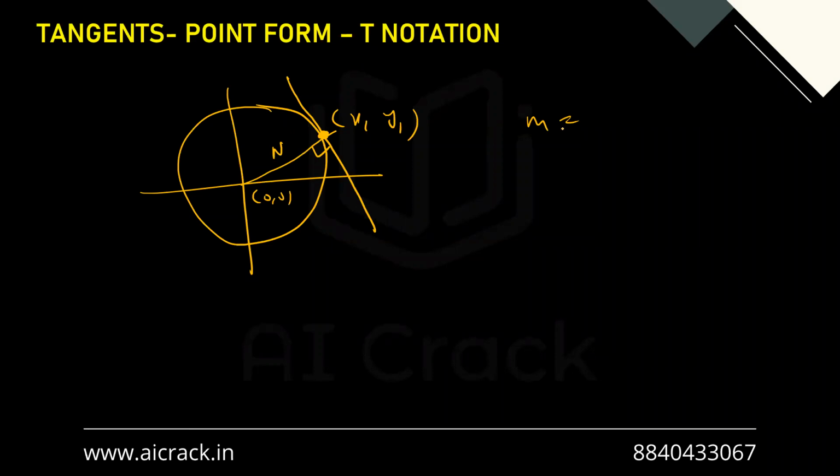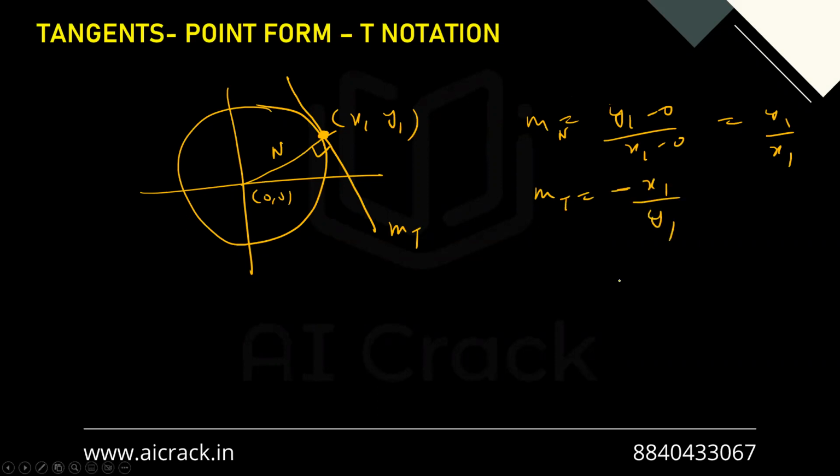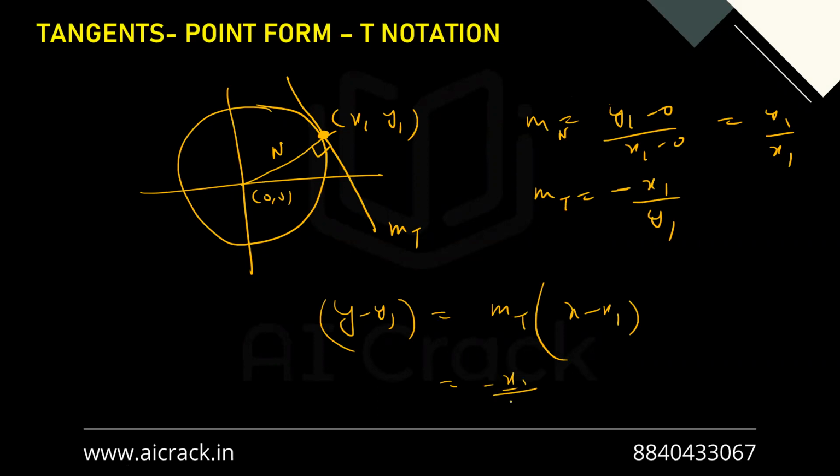M normal would be y1 minus 0 divided by x1 minus 0. That would be y1 by x1. So m tangent would be minus x1 by y1, right? Now, if I want to write the equation of this tangent, that would be y minus y1 equals m tangent times x minus x1, right? M tangent is minus x1 by y1 times x minus x1, right?